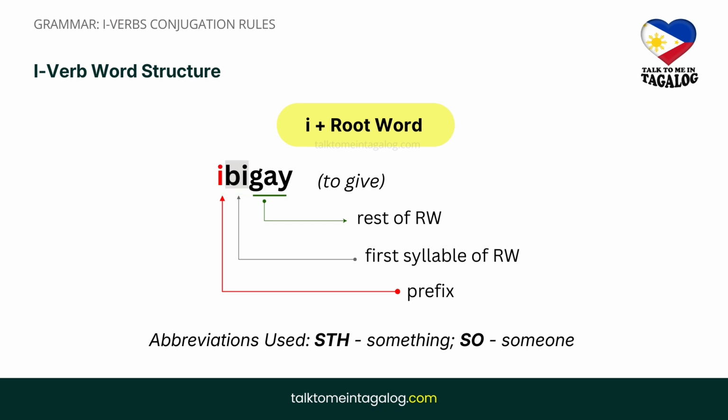Ibigay means to give. Before we move on to conjugation, let's define two terms we'll use throughout this lesson: the first syllable and the rest of the root word. In this example, B is the first syllable and gay is the rest of the root word. Understanding this breakdown will make the conjugation patterns much easier to follow. To save space on the slides, we'll use STH for something and SO for someone.